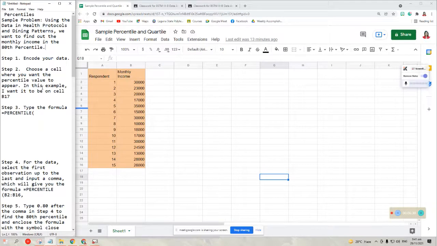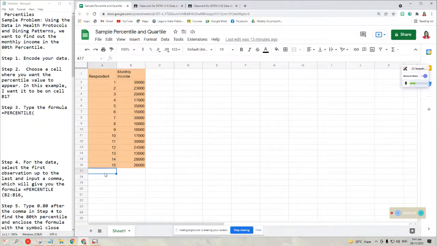Thank you. So, sabi nga natin, using the data in health protocols and dining patterns, we want to find out the monthly income in the 80th percentile. So, since tapos na po kayo sa mean, median, and mode, I assume na mas madali na para sa inyo yung paghahanap ng percentile and quartile kasi sanay na kayo sa Google Sheet.